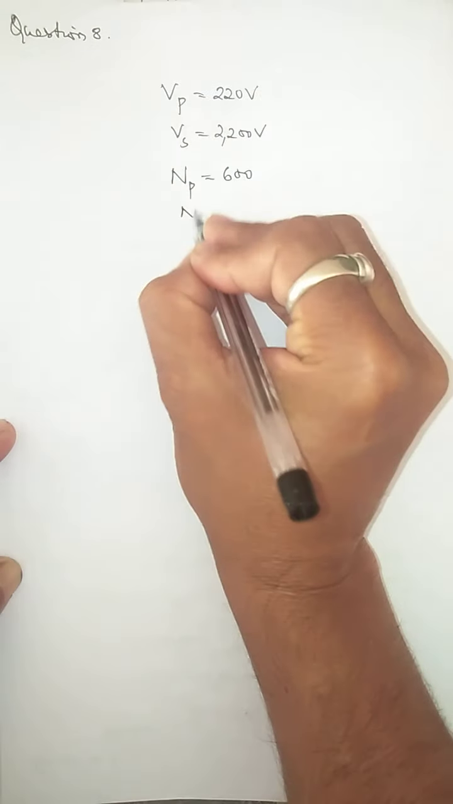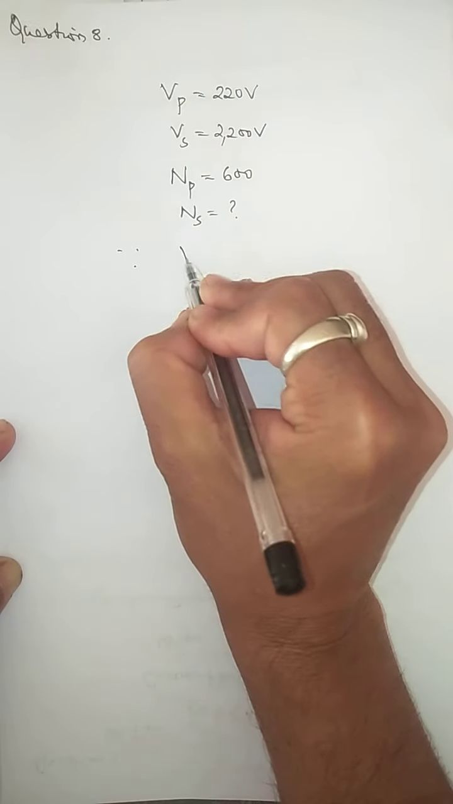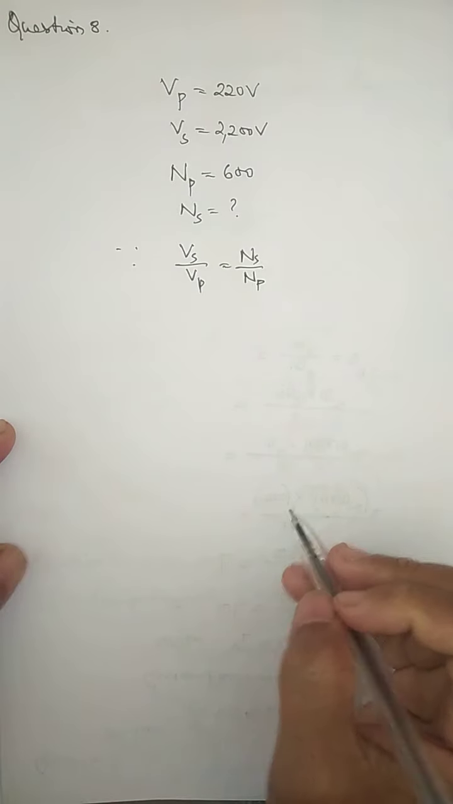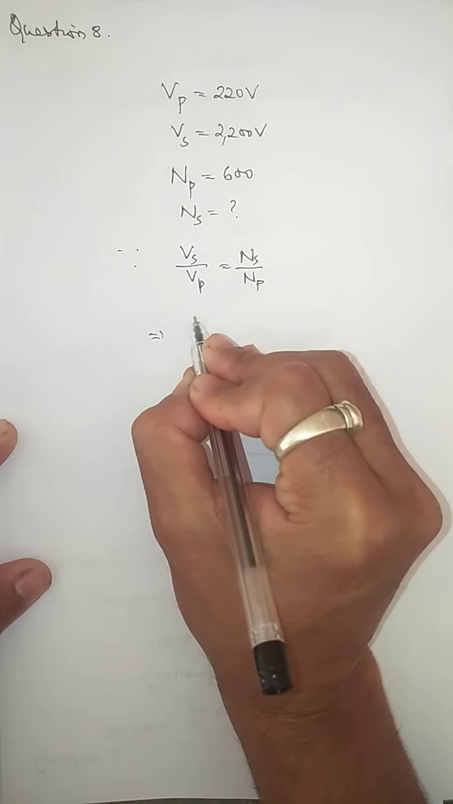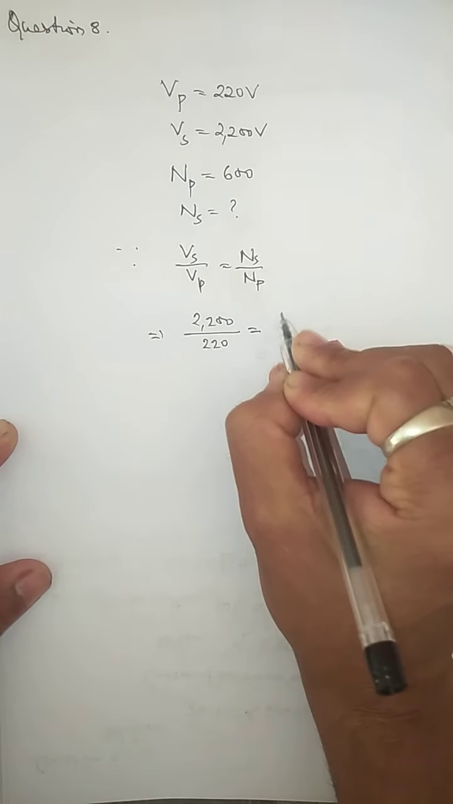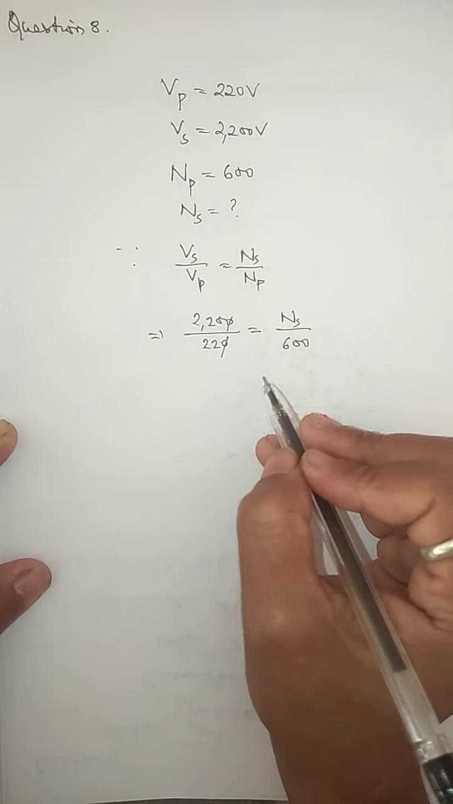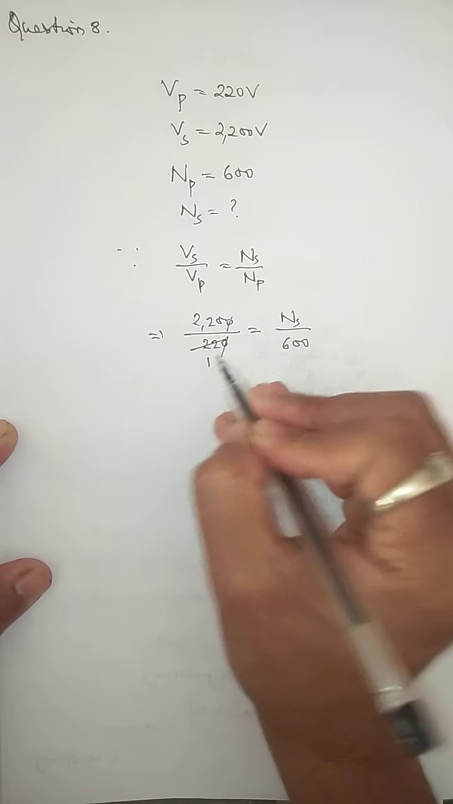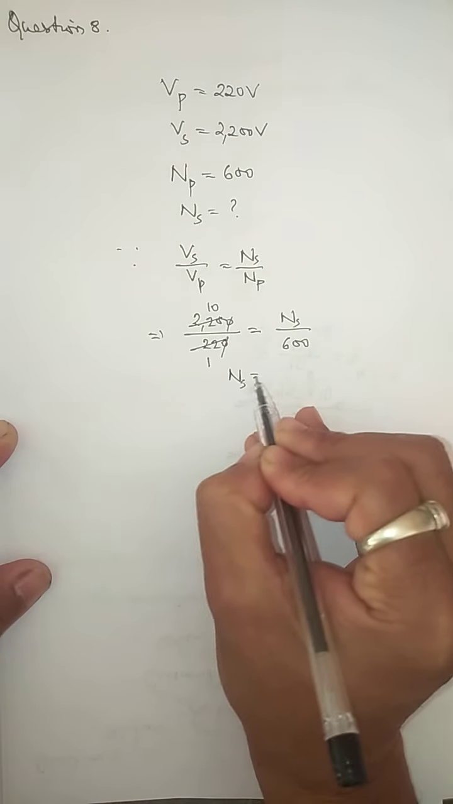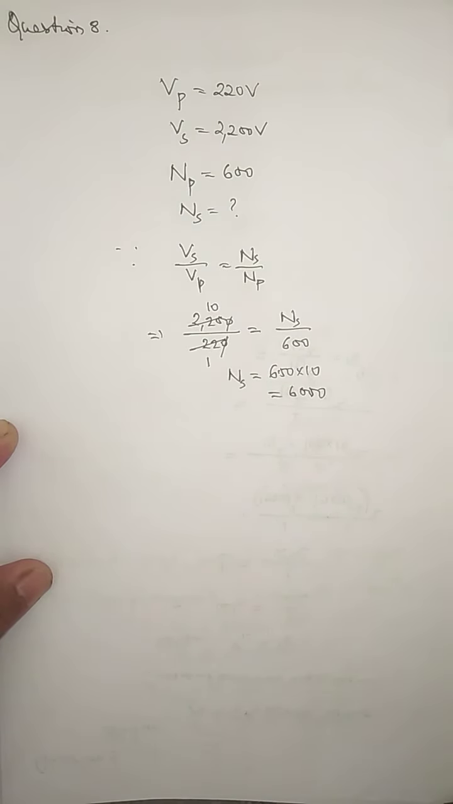So what we need to calculate? We have to calculate the number of turns in the secondary coil. In order to calculate it, we use the formula VS by VP equals NS by NP. So let's substitute the values. VS is 2200 divided by VP, which is 220, equals NS, which we need to calculate, divided by NP, which is 600. Zeros cancel out. We can divide: 22 ones are 22, 22 tens are 220. Now let me cross multiply. So NS equals 600 into 10, that is 6000. So the number of turns in the secondary coil is 6000.